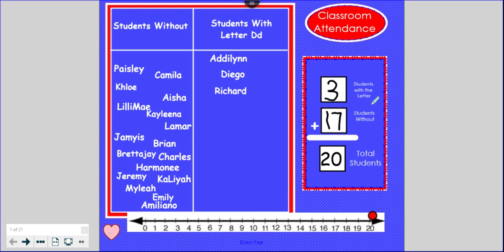Let's read our number sentence together. 3 plus 17 equals 20. Very good.